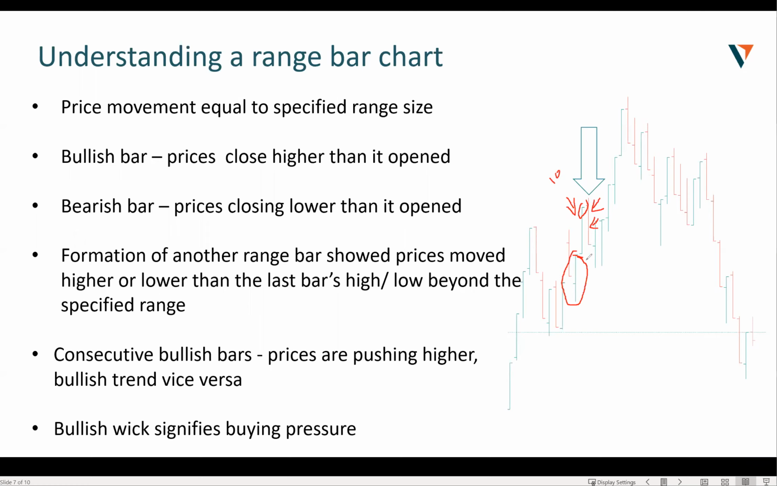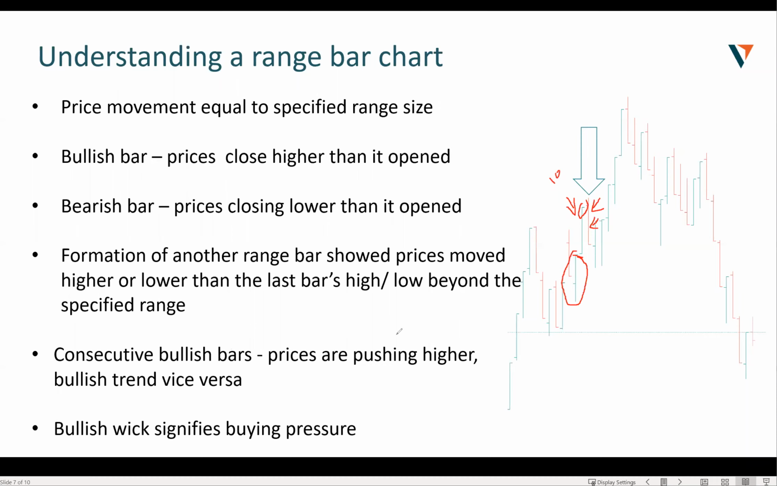So when you have a bearish bar that has a wick above the previous bar and then closes below, this shows you that there is selling pressure over here. So this is the formation of the different range bars and how it can show you whether prices move higher or lower by comparing it with the last bar.